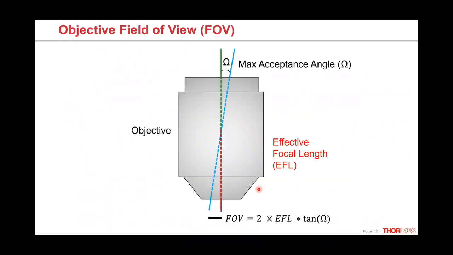Now, one other piece of review I'd like to cover is field of view. The field of view for an objective is the effective focal length of the objective times the tangent of the max acceptance angle that the objective can relay to a focal point in the image. That is the most off-axis angle that can be accepted by the objective and relayed to a focal point in the image.